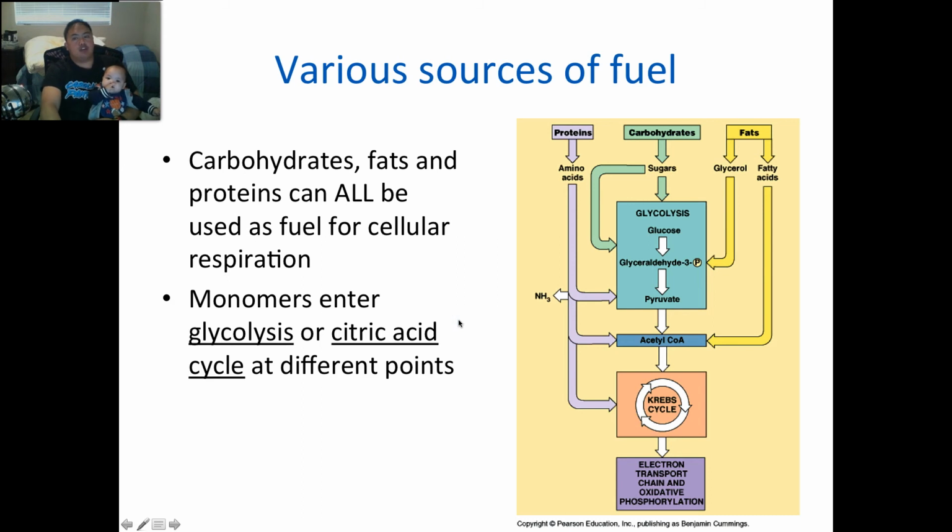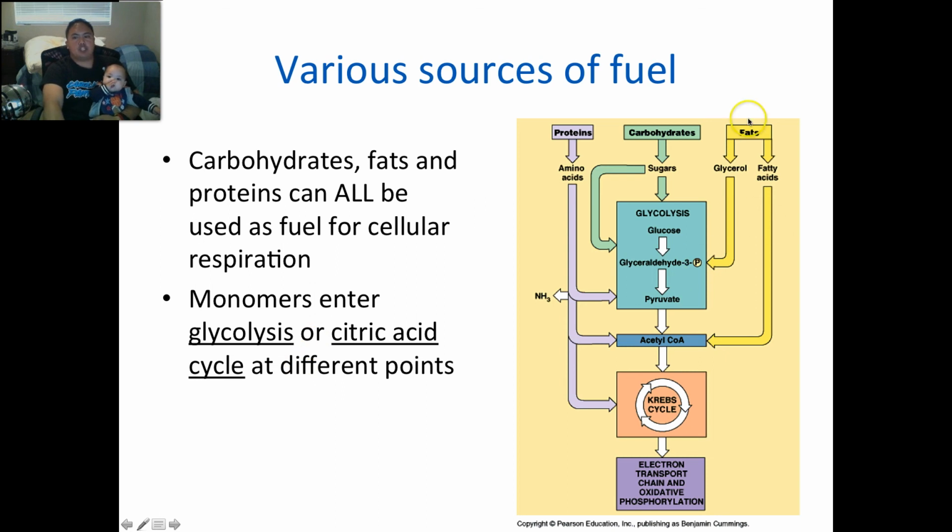Where do we get our fuel? Where do we get our energy? The predominant energy comes from carbohydrates. So when we talk about glycolysis, Krebs cycle, etc., that usually comes from carbohydrates. Fats also help with that, so glycerol and fatty acids can do that. And the same thing with proteins. But the majority of our energy comes from sugars and carbohydrates.